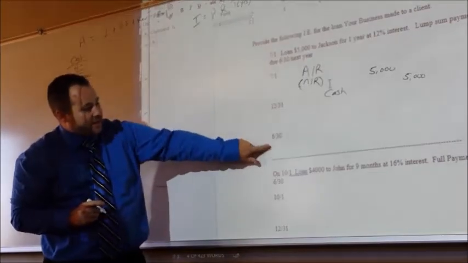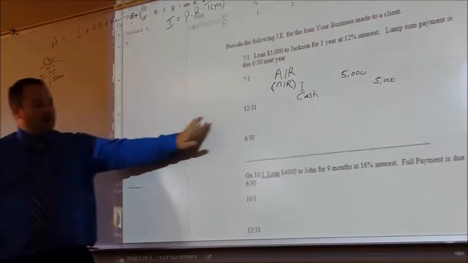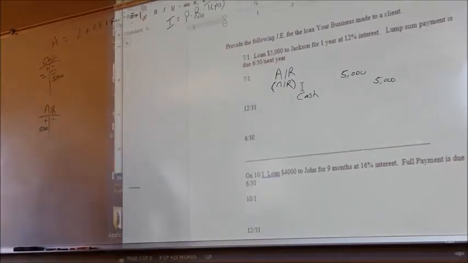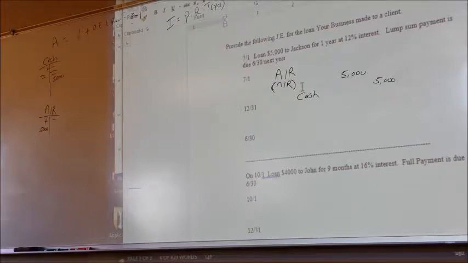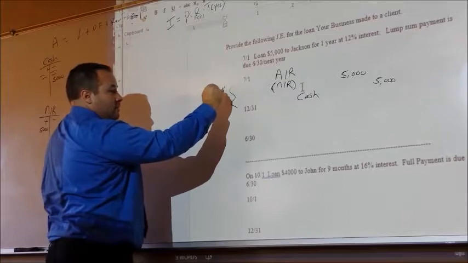Now, it would be incorrect if the next entry I did was on 6/30, because that's neglecting my year end. As of 12/31, how much have I been paid by my customer? Zero. Nothing. How much have I earned from my customer? I've earned something. This is kind of like wages expense and wages payable. Just because I don't pay my workers at the end of the year doesn't mean I don't owe them for work that they've done. I have provided a loan for 6 months at 12% interest.